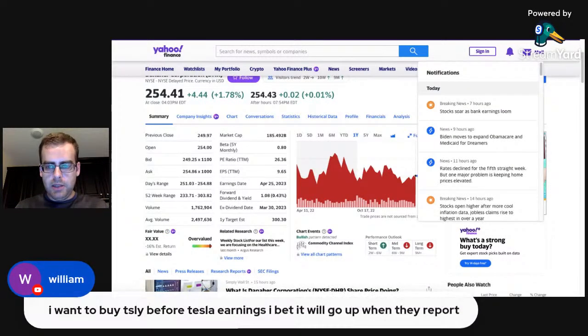And then let's see. I want to buy Tesla. Ooh, it's 12 a.m. on the East Coast. I want to buy TSLY before Tesla earnings. I bet it will go up when they report. I think earnings are coming up soon. That's another one I got to remember. God, so much to remember. I got to remember Danaher, TSLY, and I got to move money to buy these. Such first world problems, right?